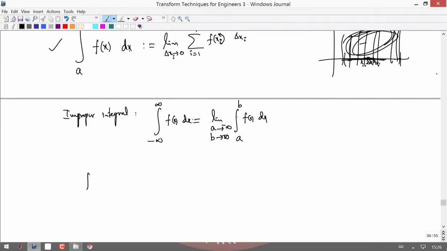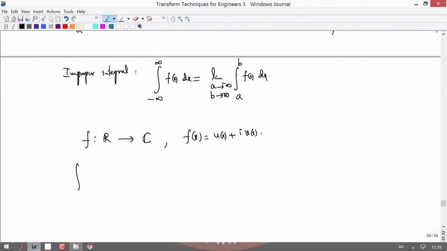Now if I have a function of a real variable but it is complex valued, that means f of x is u of x plus i times v of x. What is the meaning of the integral of f(x) dx from a to b? Again, by definition, you split this into the integral from a to b of u(x) dx plus i times the integral from a to b of v(x) dx, or you put it in the same definition, because of the finite sum you can always do so.